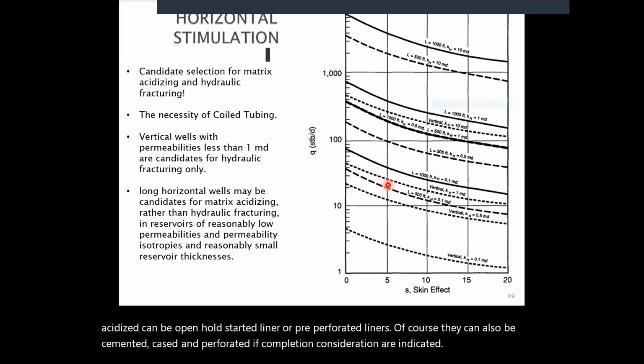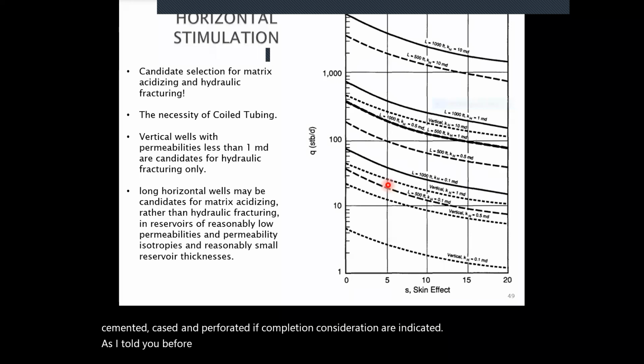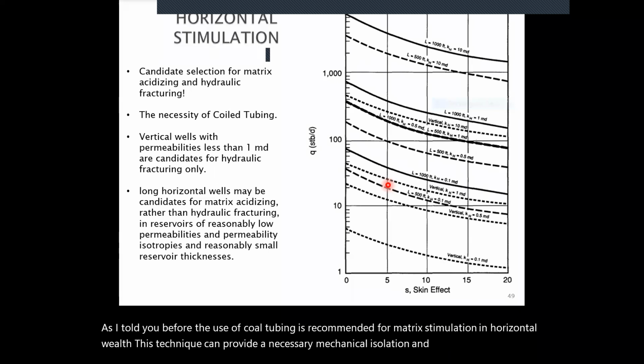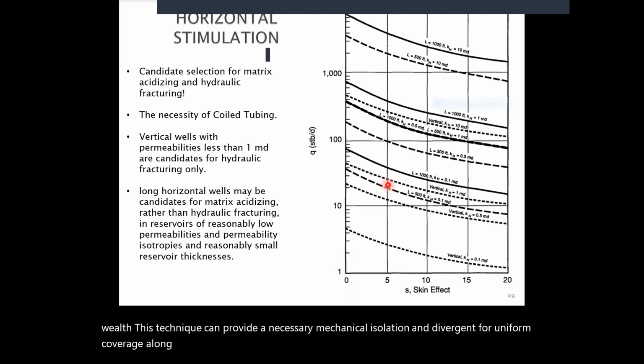As I told you before, the use of coiled tubing is recommended for matrix stimulation in horizontal wells. This technique can provide the necessary mechanical isolation and diversion for uniform coverage along the horizontal well. For carbonate reservoirs, injection of acid without coiled tubing can result in inadequate coverage and an unsuccessful stimulation.